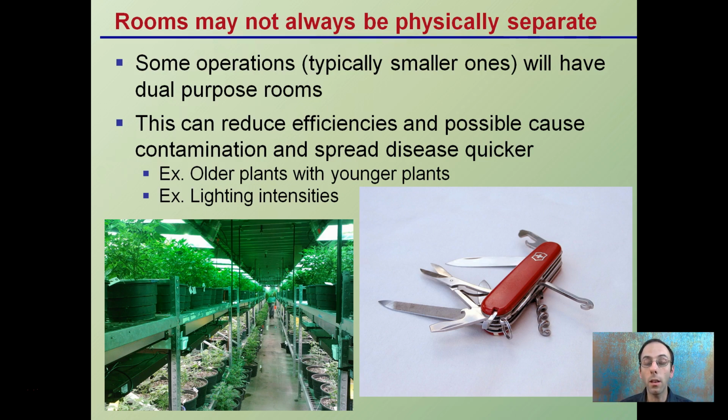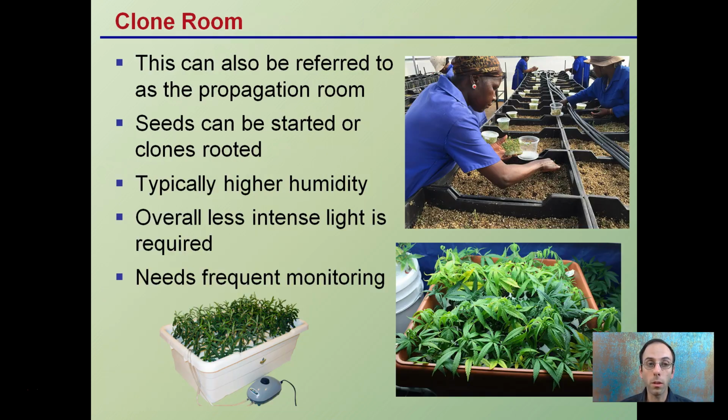Also, lighting intensities may need to be adjusted. Older plants may not be getting enough light, while younger plants could be getting too much light. So it's rarely that one room fits all and does everything. This is why typically there's sections put into rooms and partitions to allow them each to be treated slightly differently to maximize production.